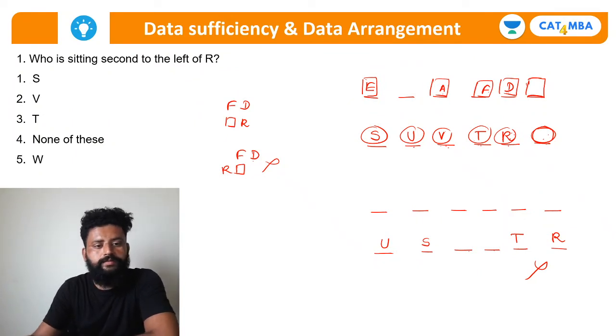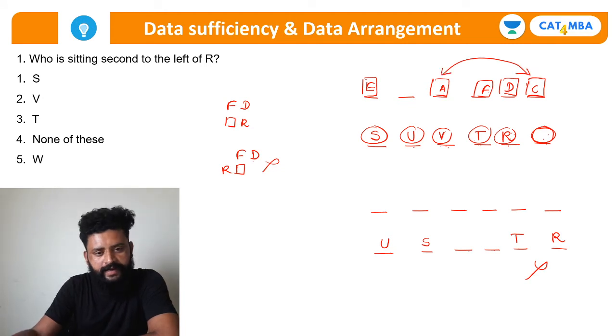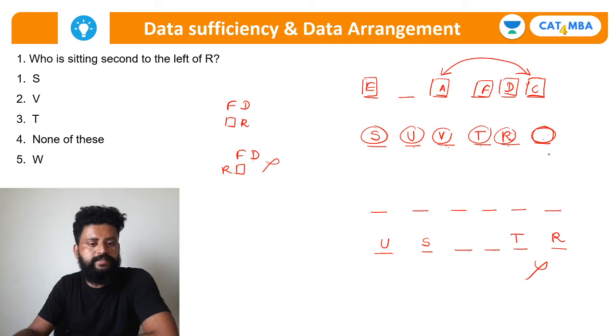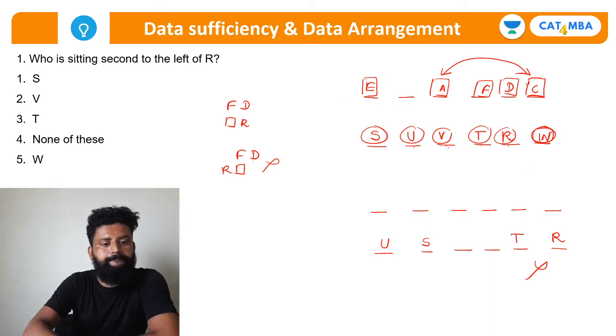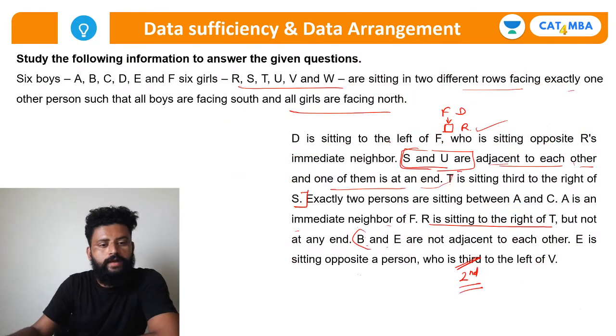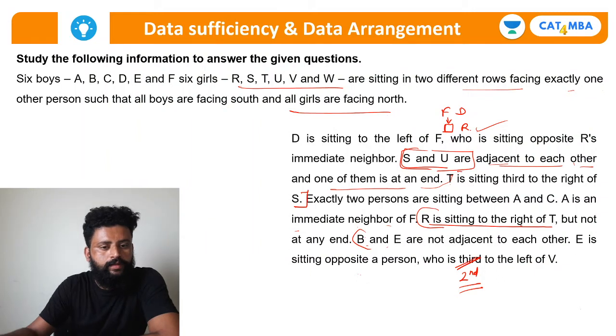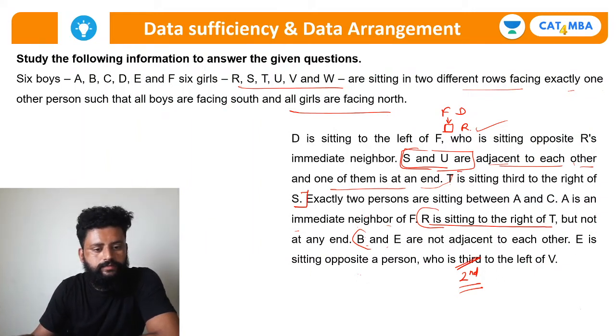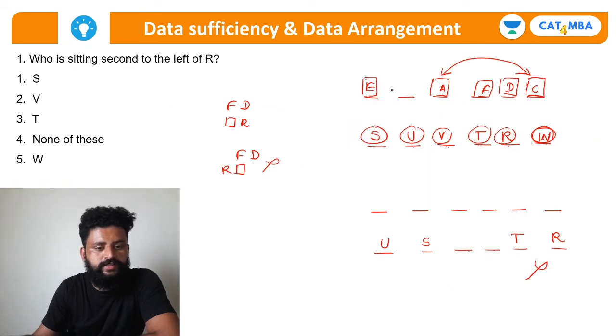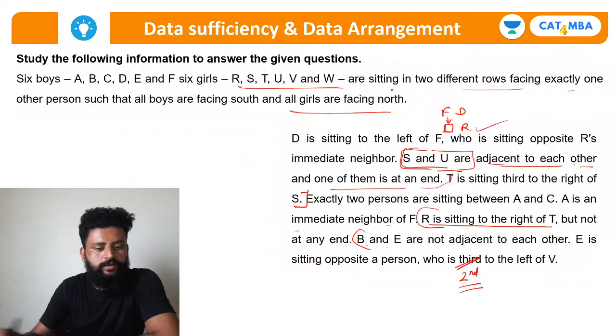After that, there are no 2 persons between A and C. This is, you can get 2 persons between A and C, and this is W. Then we have R is sitting to the right of T but not at any end. That is done. A is an immediate neighbor of F. That is also possible.